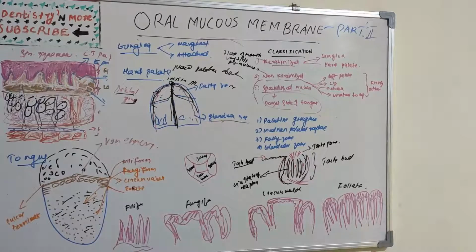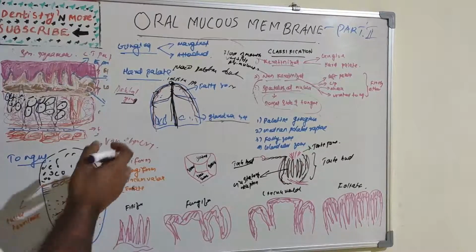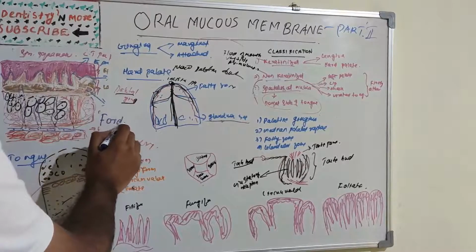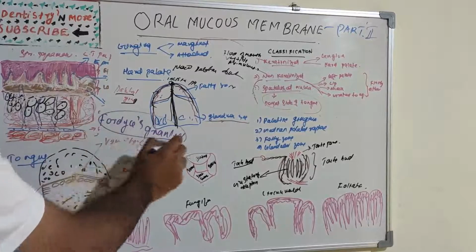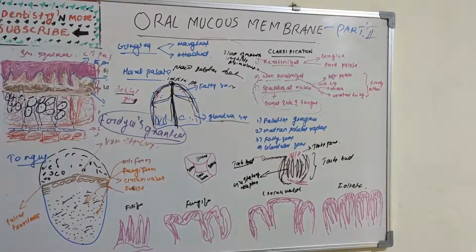Fordyce's granules, which are the sebaceous glands of lips and cheeks. I forgot to mention Fordyce's granules, which are very important. These glands will increase with age, and postmenopausal women have symptoms of dryness of mouth, burning sensation and abnormal taste.